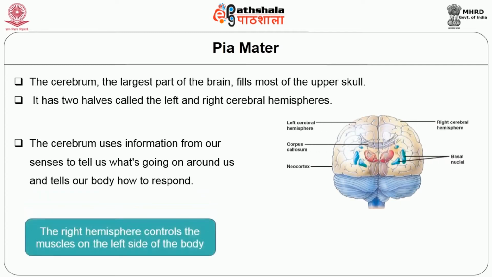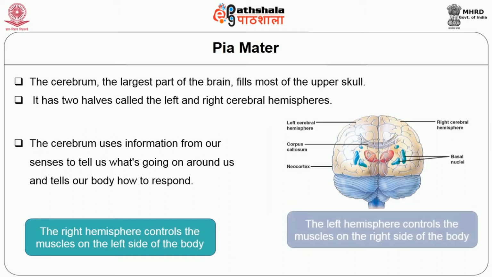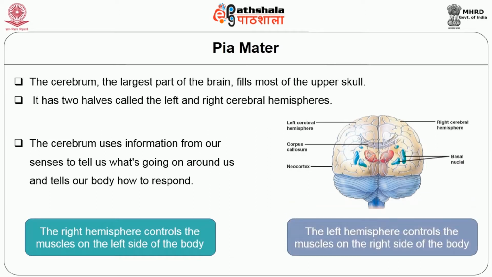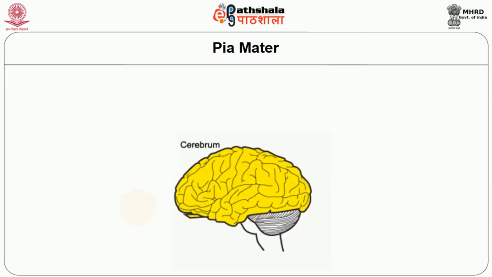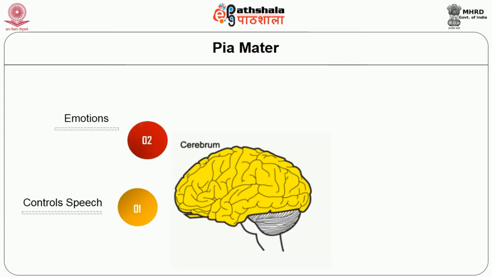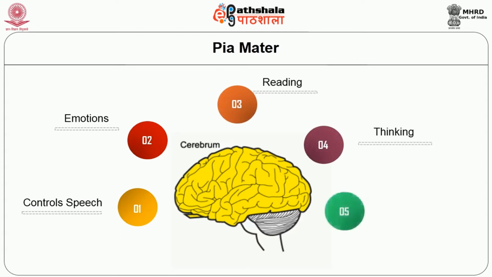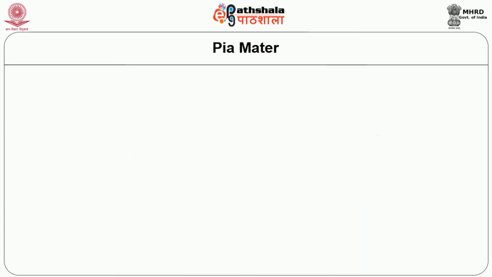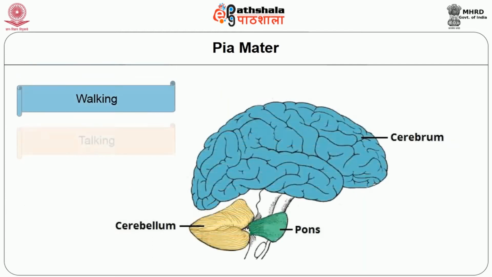The right hemisphere controls the muscles on the left side of the body, and the left hemisphere controls the muscles on the right side of the body. This part of the brain also controls speech and emotions, as well as reading, thinking, and learning. The cerebellum under the cerebrum at the back of the brain controls balance and complex actions like walking and talking.